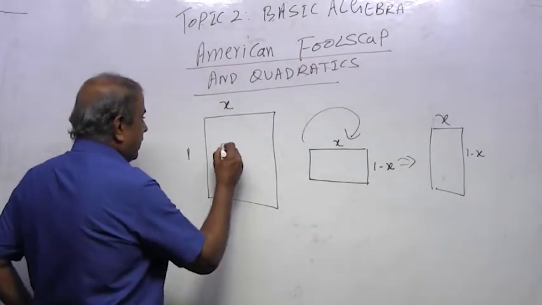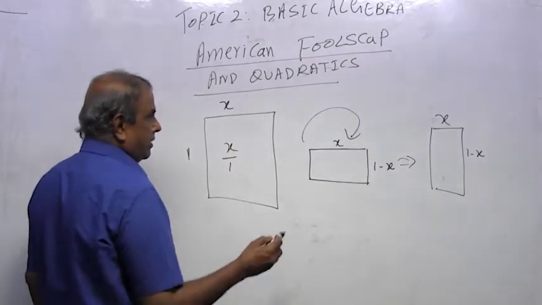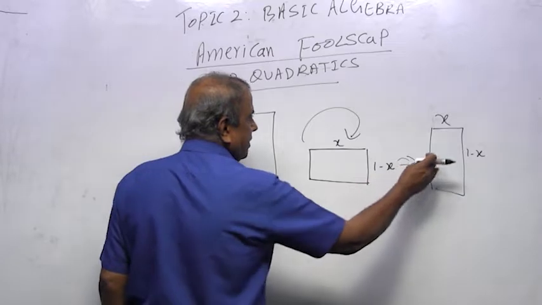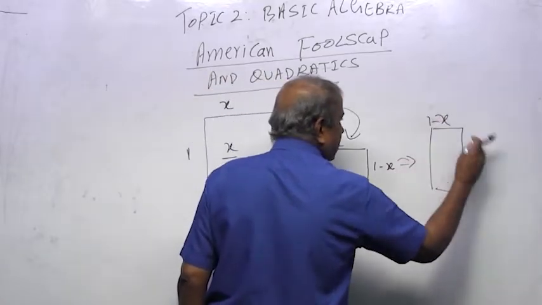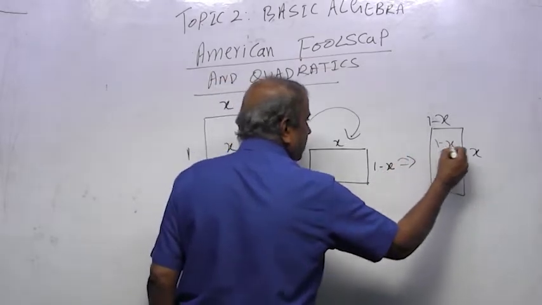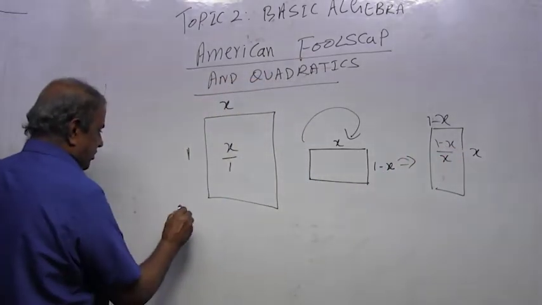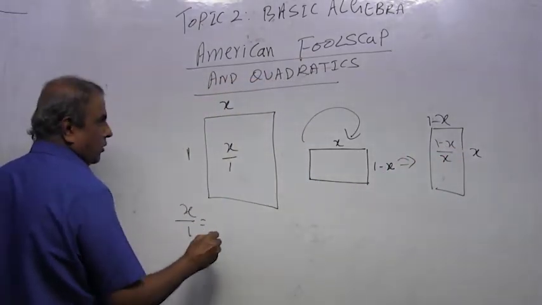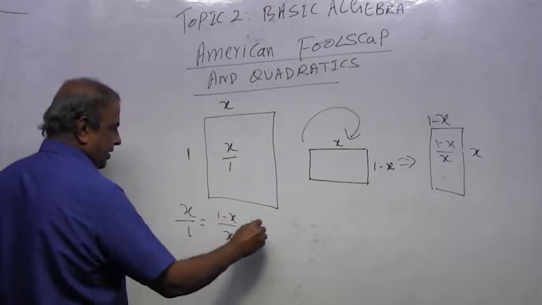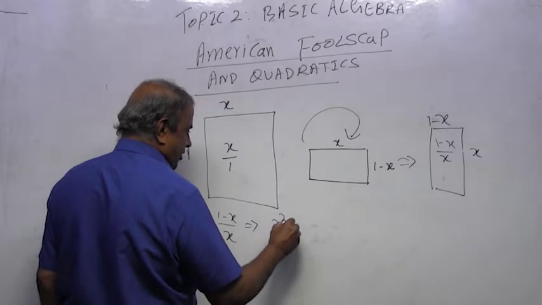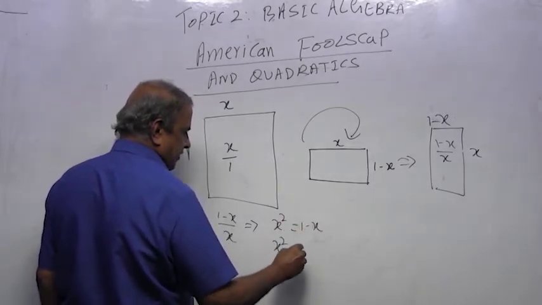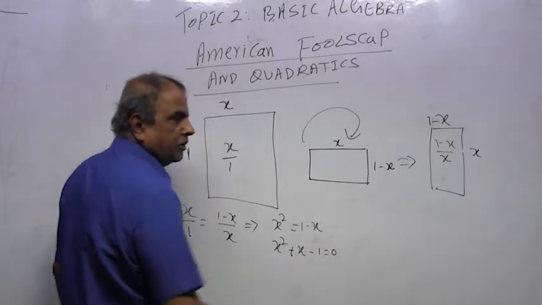So what is the ratio here? x over 1. What is the ratio there? Oh, sorry. That is 1 minus x. That is x. So that ratio is 1 minus x over x. So the ratios must be the same. x over 1 equal to 1 minus x over x. Cross multiply, you get x squared equal to 1 minus x. So x squared plus x minus 1 equal to 0.